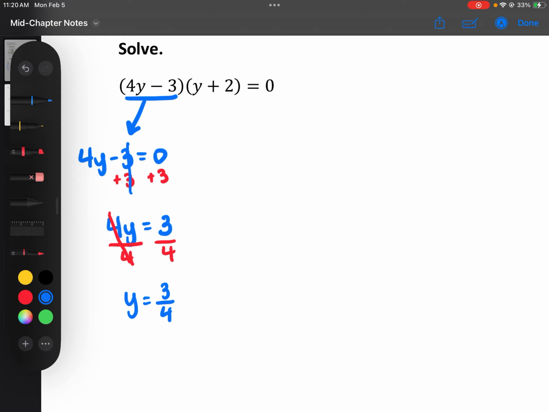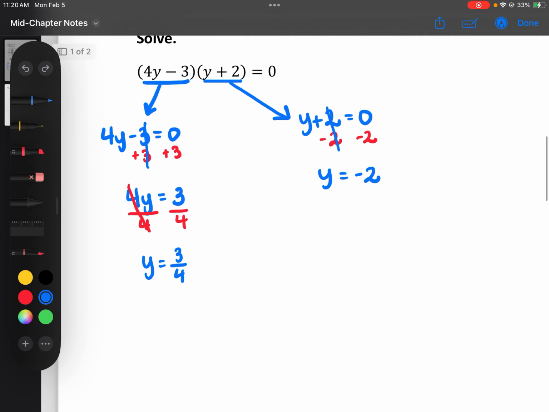Then I do the same thing for the other expression. So we've got y plus 2 as well. That's our other factor. I'm going to set that equal to 0. For this one, all you have to do is subtract 2, and then we'll have the y by itself. So the 2's will cancel, so we have y is equal to negative 2. So those right here, these are our two answers.